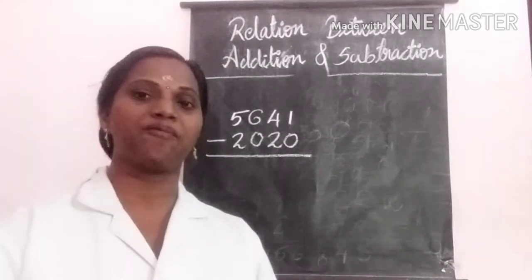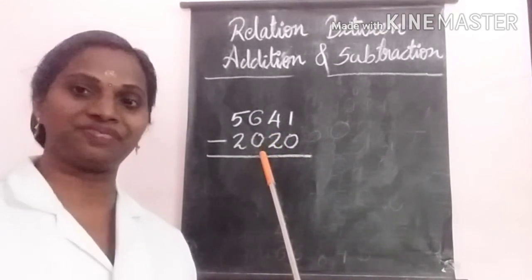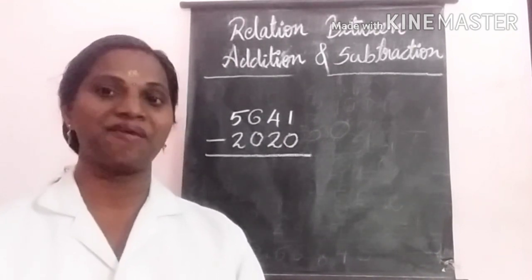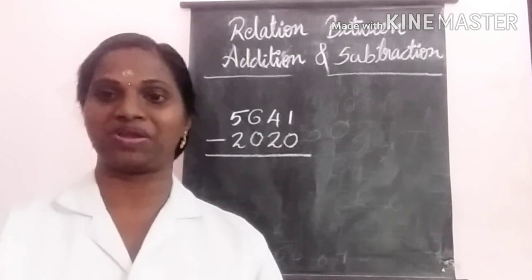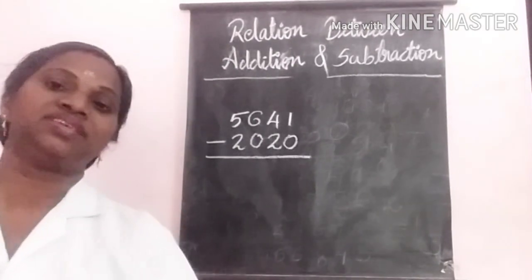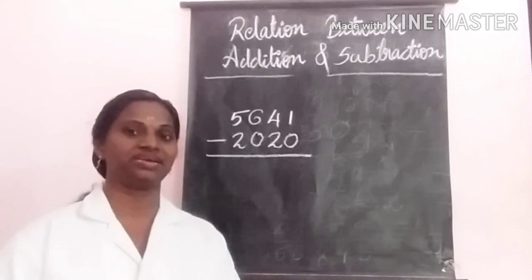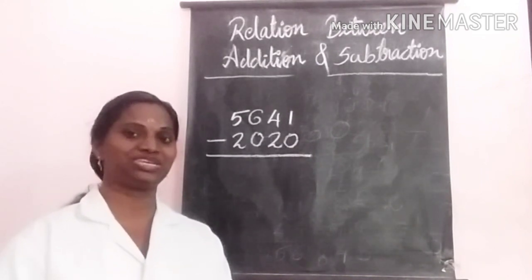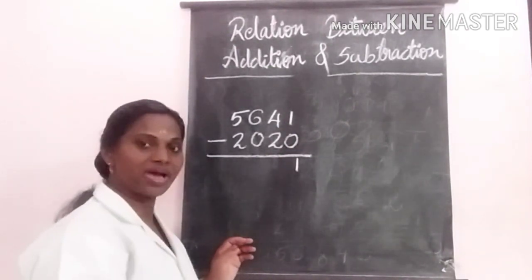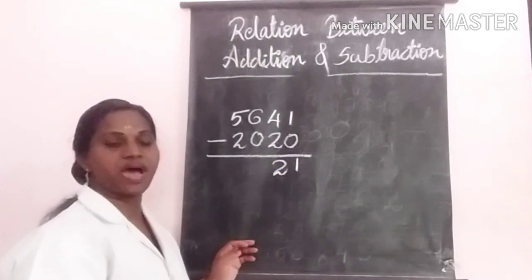See children, here we have one example. 5641 minus 2020. First we can subtract these numbers, then we can check whether the answer is correct or not. Are you ready? Okay, let's subtract it first. See, first start from ones place. Here, the ones place digits are 1 and 0. So, 1 minus 0 is equal to 1. Then 4 minus 2. What is 4 minus 2? Yes, it is 2.